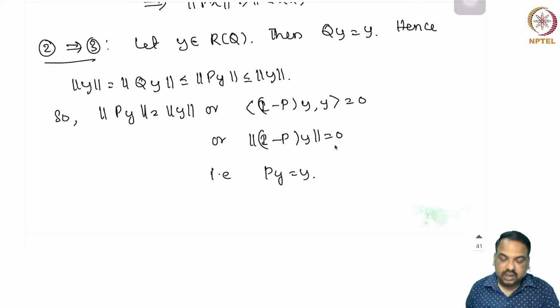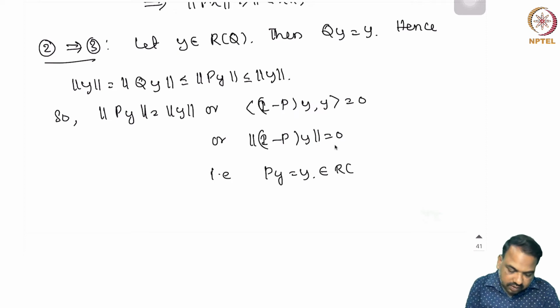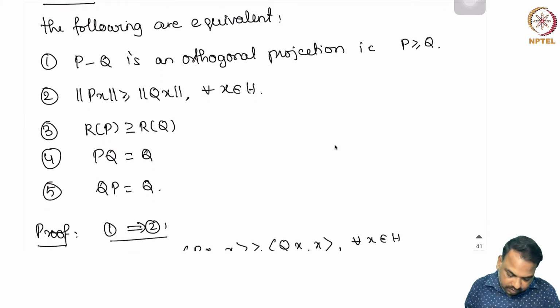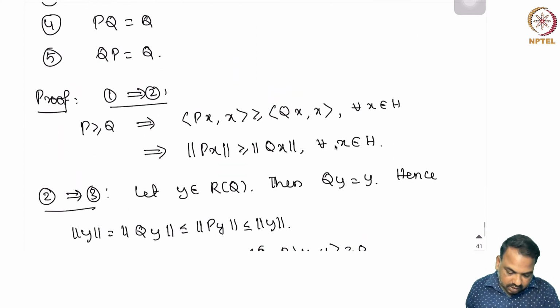So we have taken y in range of Q, and we have shown y is in range of P. So range of Q is contained in range of P. Now 3 implies 4.